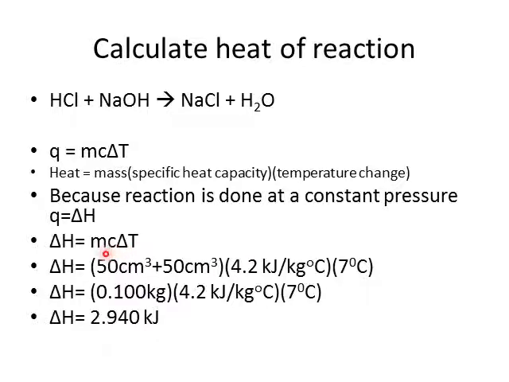For our mass, we added 50 centimeters cubed of acid and 50 centimeters cubed of our base, and they collectively made water. So we will have 100 centimeters cubed of water. We know that 1 centimeter cubed is approximately equal to 1 gram for water. So we can now change our volume to a mass. So 100 centimeters cubed is approximately equal to 100 grams, which we then change to kilograms, which is 0.1 kilograms.